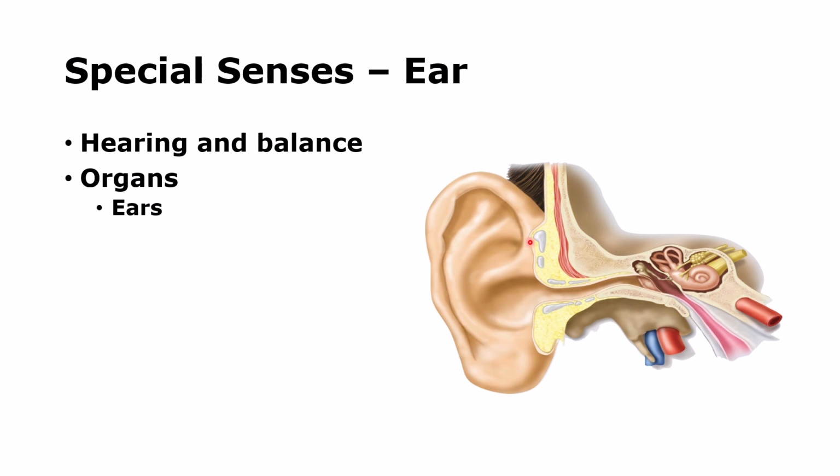Ear has 3 different parts. This is external ear, this is middle ear, and this is inner ear. The inner ear has two parts. One is for hearing, and this area is for balance.